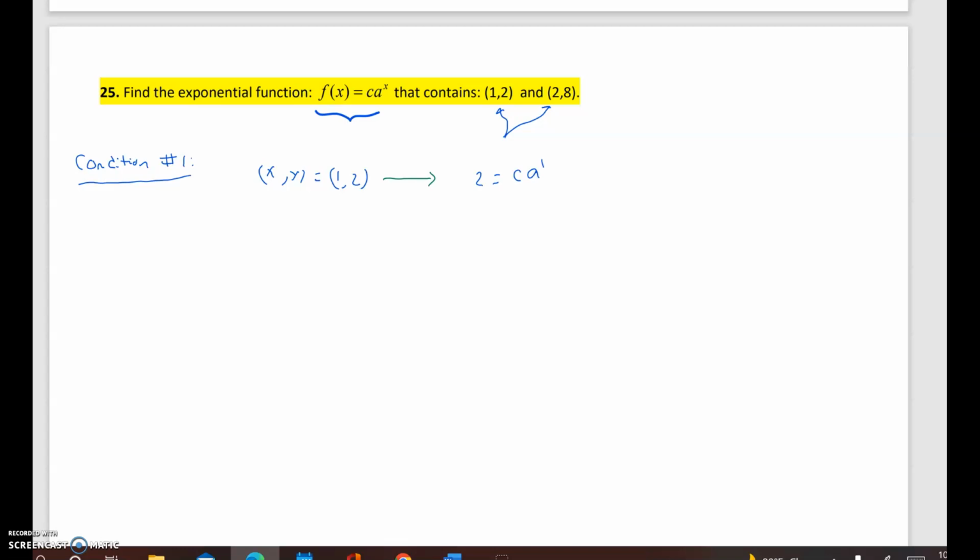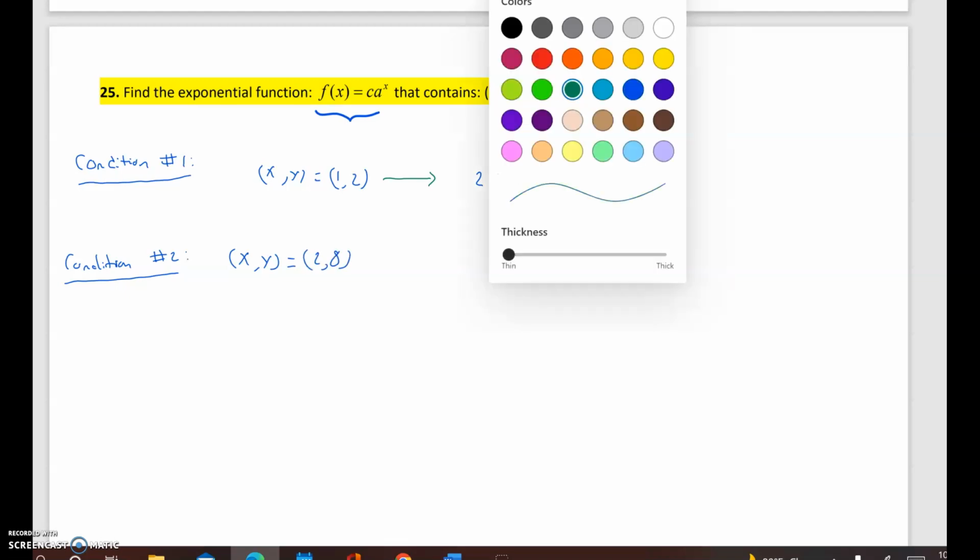I'm going to wait a little bit to take a look at condition number 2, and then we can start solving for c or for a. On condition number 2, we're also given that x and y have to satisfy the following requirements. This is (2, 8). You could also label them as x1, y1.